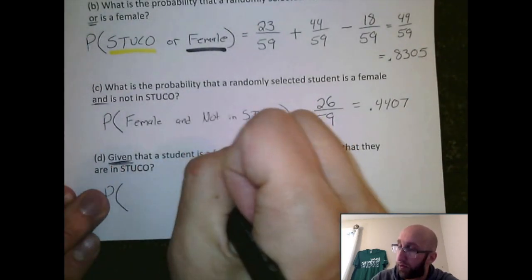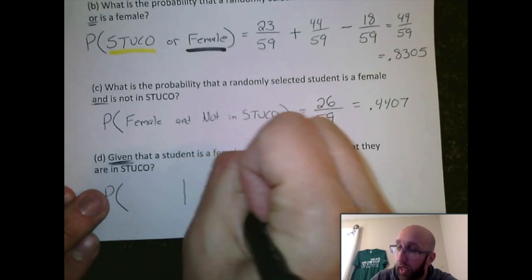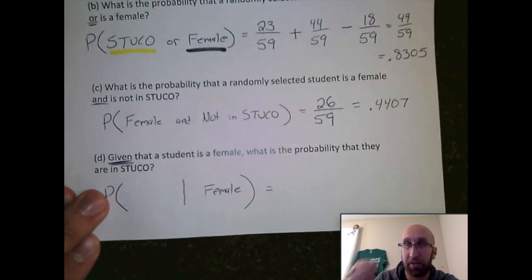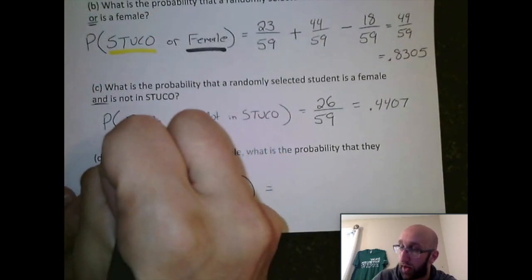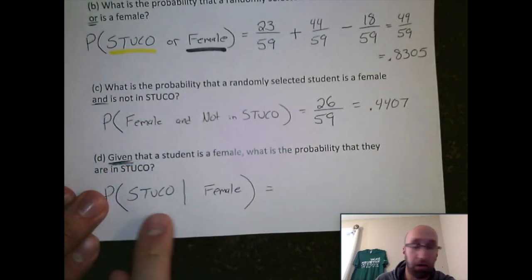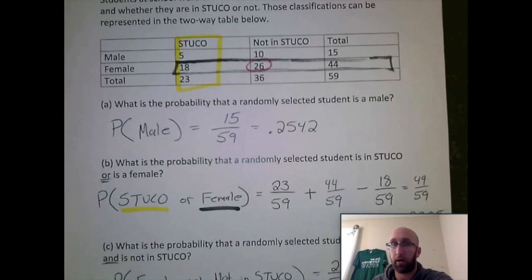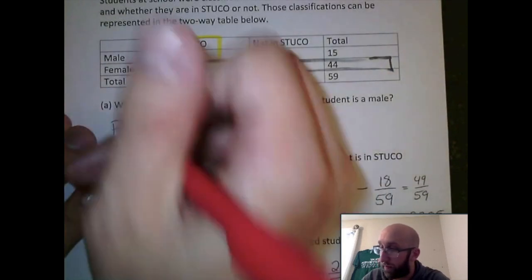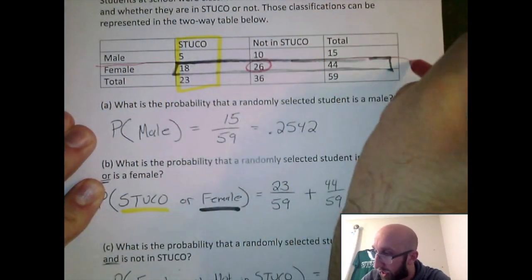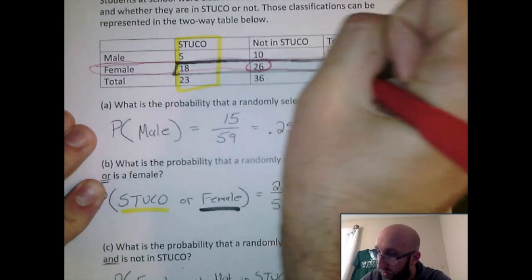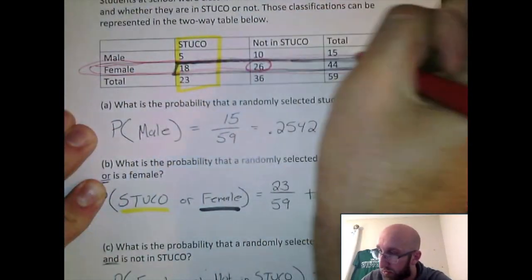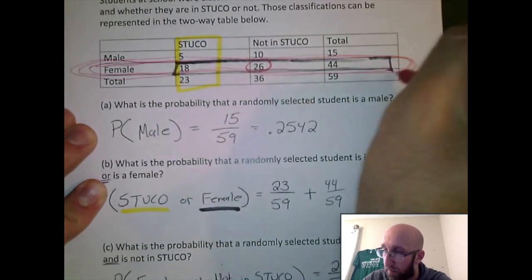Given that the student is female, so in the back we're going to put female. The knowledge that we currently have is this student that we have selected, we know for a fact is a female. So given that it is a female, what is the probability that they're in Stuco? So Stuco given female. So let's visualize this up above. The knowledge we are given is they are a female. So I am stuck to this row. Okay, we are stuck to this row, which I'm trying my best to highlight with my red pen here.